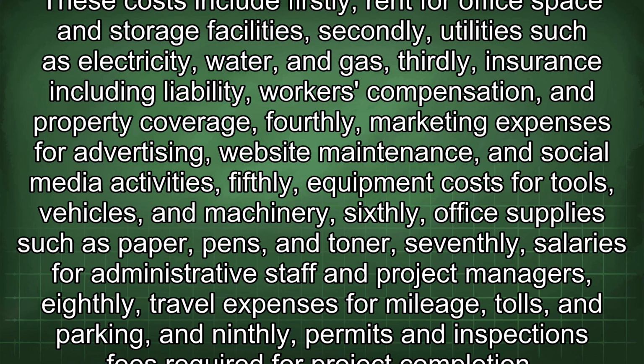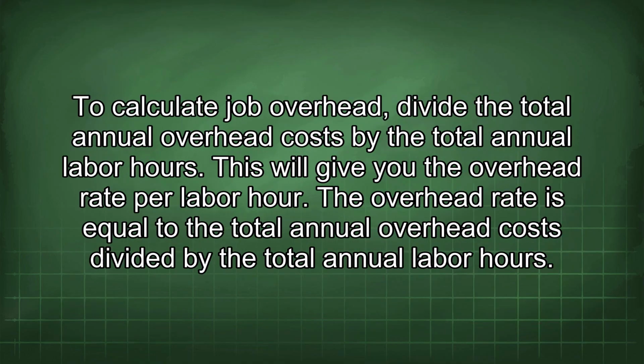required for project completion. To calculate job overhead, divide the total annual overhead costs by the total annual labor hours. This will give you the overhead rate per labor hour. The overhead rate is equal to the total annual overhead costs divided by the total annual labor hours.